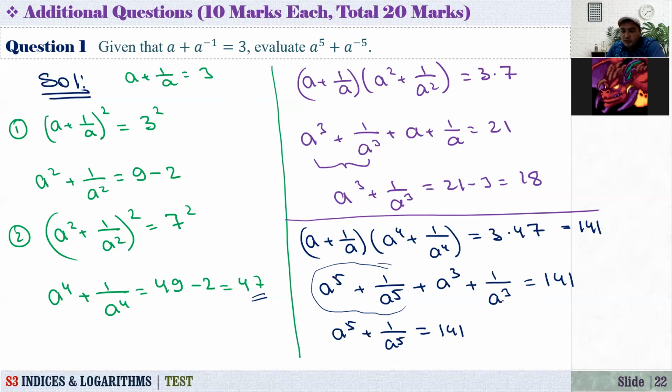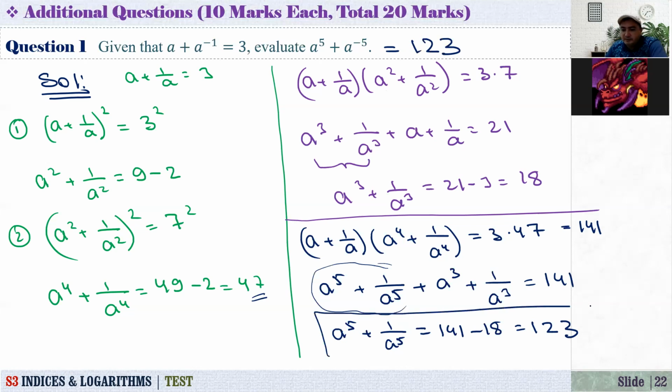What is a cubed plus 1 over a cubed? That's equal to 18. So 141 minus 18, that's equal to 123. So this answer is 123. That is the answer. That's how we do this. Actually, the challenging part is to be able to see how we obtain this a to the power of 5 plus 1 over a to the power of 5.